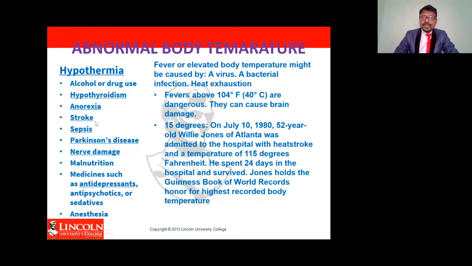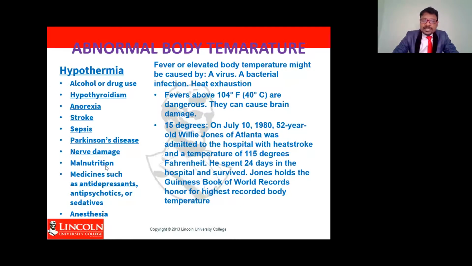In case of stroke patients, the cerebrovascular accident, the body temperature is going to become cool. And also sepsis, in case of any infection, may also cause it. Parkinson's disease is a neurological degenerative disease. Nerve damage: there are no proper signals to the muscles and tissues, so there is no proper blood circulation. And also malnutrition, if there is no proper nutrition, the body temperature may become cool.